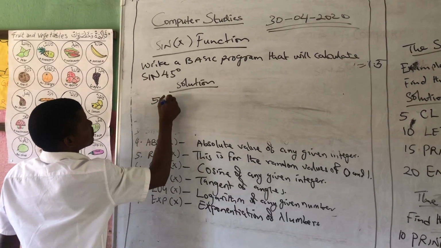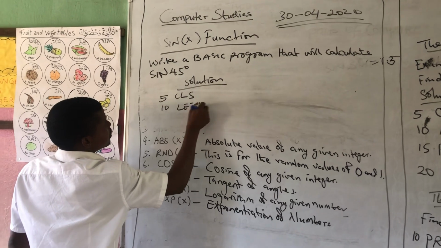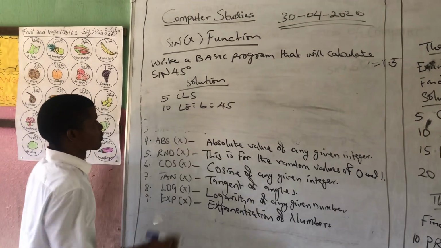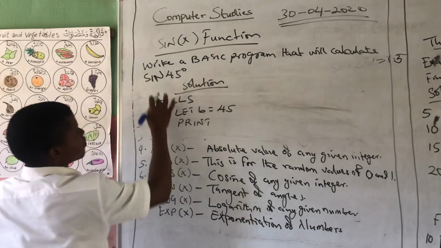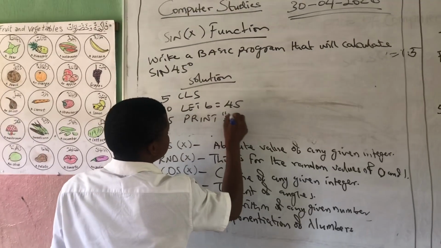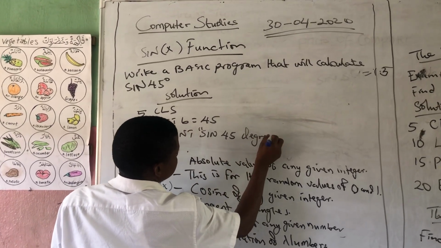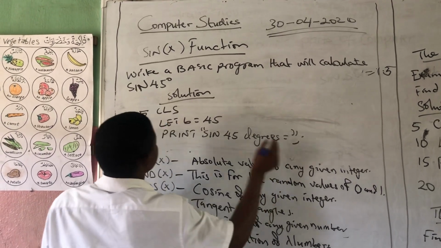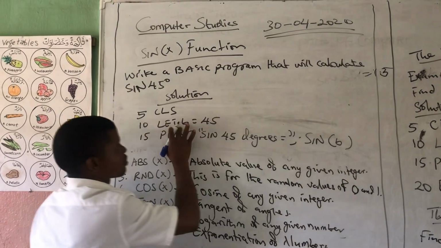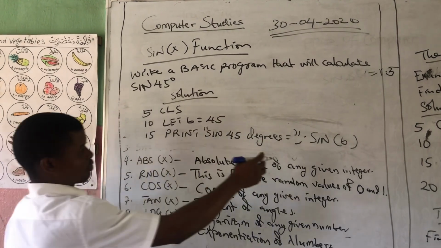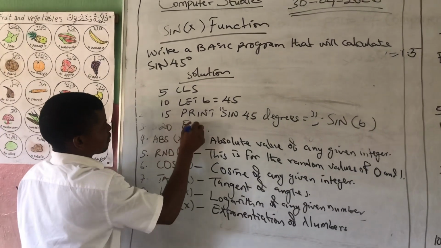Line number 10, let b equals to 45. Then we say 15, print in brackets sine 45 degrees is equals to, then we say sine of b, because b is already given the value of 45, so it will calculate it and display it there. Line number 20, we have end.